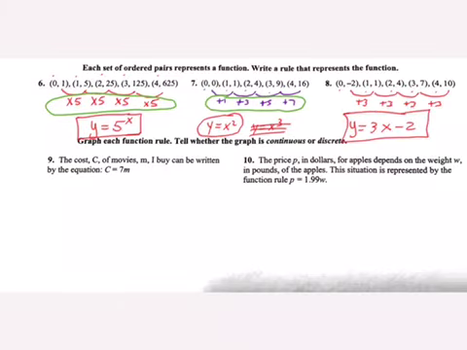Here it wants us to graph each function and tell whether the graph is continuous or discrete. We're not going to worry about graphing it. We're just going to know from reading it whether or not it's continuous or discrete. The cost C of movies M I buy can be written by the equation C equals 7M. Well, they're talking about cost, which is money, but the input is the movies. When you buy movies, you can only buy whole movies. You can't buy half a movie. Since you can't break apart the movies, this is discrete.